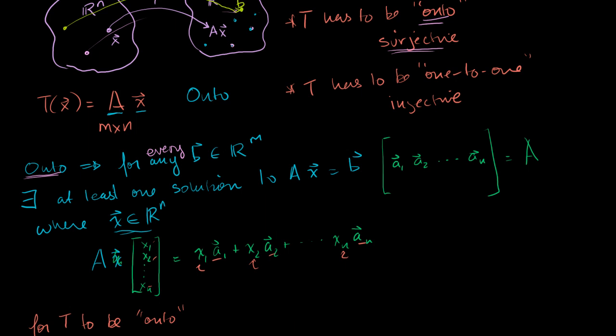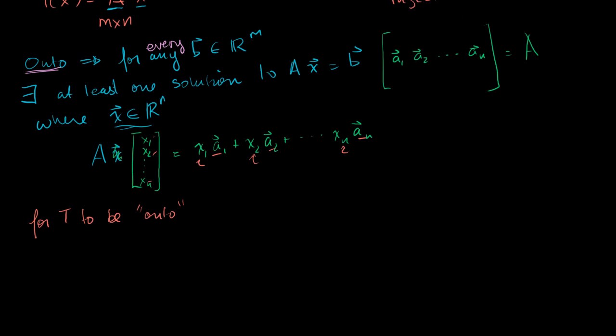So for T to be onto, the span of A1, A2, all the way to An has to be equal to Rm, has to be equal to your codomain. That just means that you can achieve any vector in your codomain with the linear combinations of the column vectors of this. Well, what's the span of a matrix's column vectors? By definition, that is the matrix's column space.